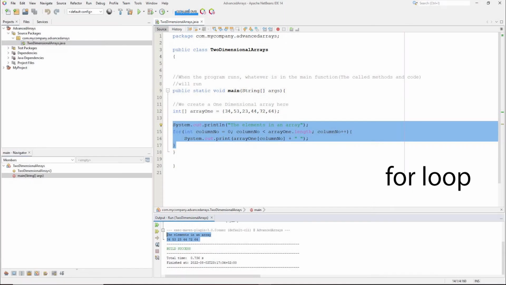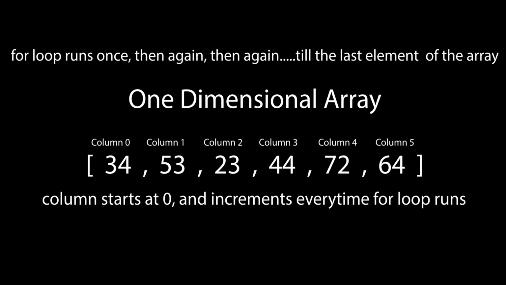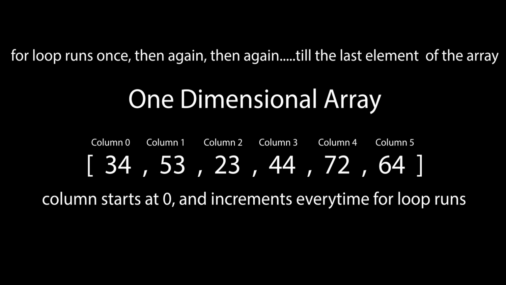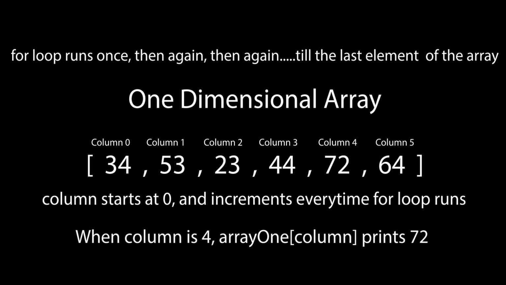Now, if we wanted to print out every element in the array, we would use a for loop. For an explanation of how a for loop works, please watch my video on for loops found in the description below. But in a nutshell, what would happen is that we have a for loop that contains the variable column. Column starts off at 0 and increments to the value of the last index of the array. As column increments, we print out the value in the array at position column.